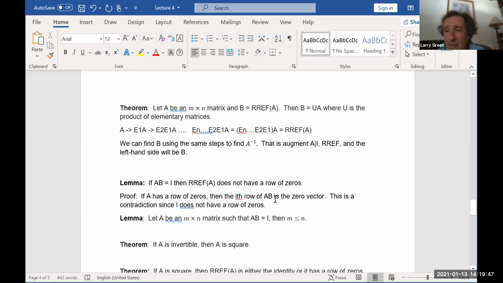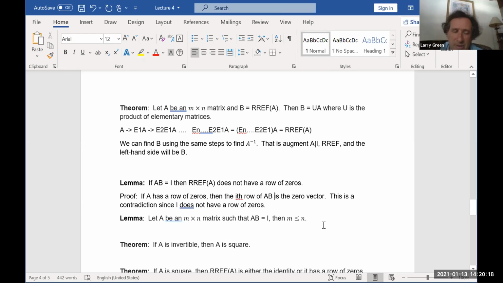Any questions on that lemma? It's an easy proof. And notice you don't need to have equations. This is just explaining it out, logic. Any questions on the lemma at all before I go to the next lemma? Okay, the next lemma is: let A be an M by N matrix such that A times B is the identity, then M must be less than or equal to N.